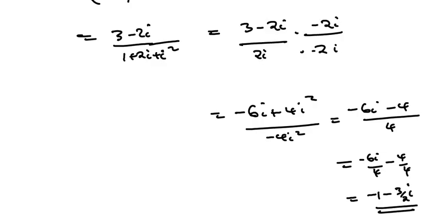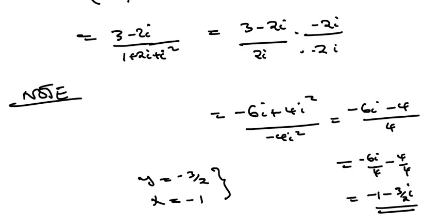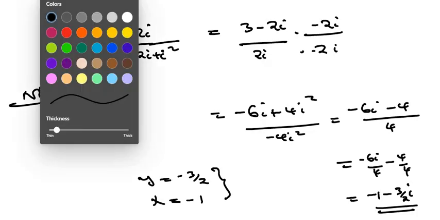So this means your x is negative 1 and your y is negative 3 over 2. In case you're wondering what I've done here, I've just multiplied the bottom part. So please take note in case I've used a shortcut that's confusing. Let me just use the long route.